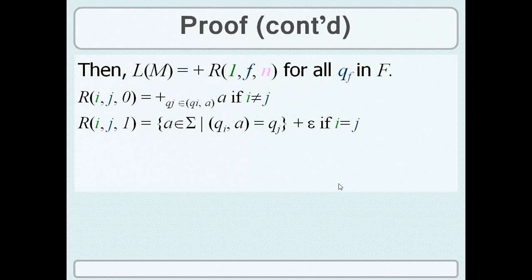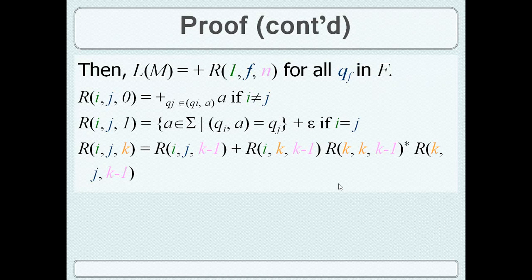Then L of M is equal to R of 1 Fn for all Qf in F. R of ij0 is equal to A, where Qj belongs to Q by A if i is not equal to j, and R of ij1 is equal to A in epsilon sigma, a symbol in sigma, such that Qia is equal to Qj plus epsilon if i is equal to j, and Rijk is equal to Rijk minus 1 plus Rikk minus 1 Rkk minus 1 star with Rkjk minus 1.